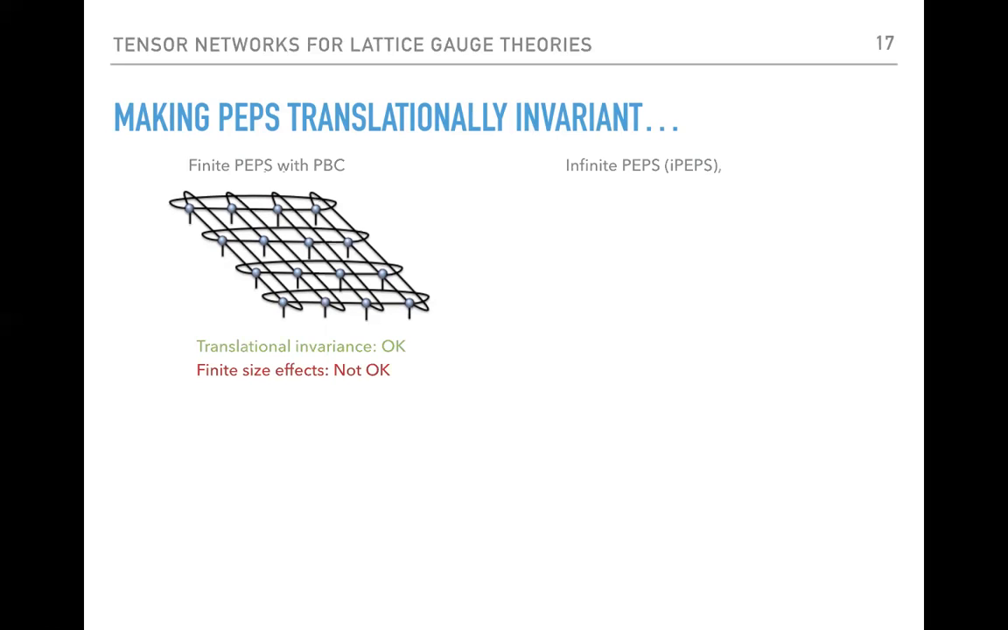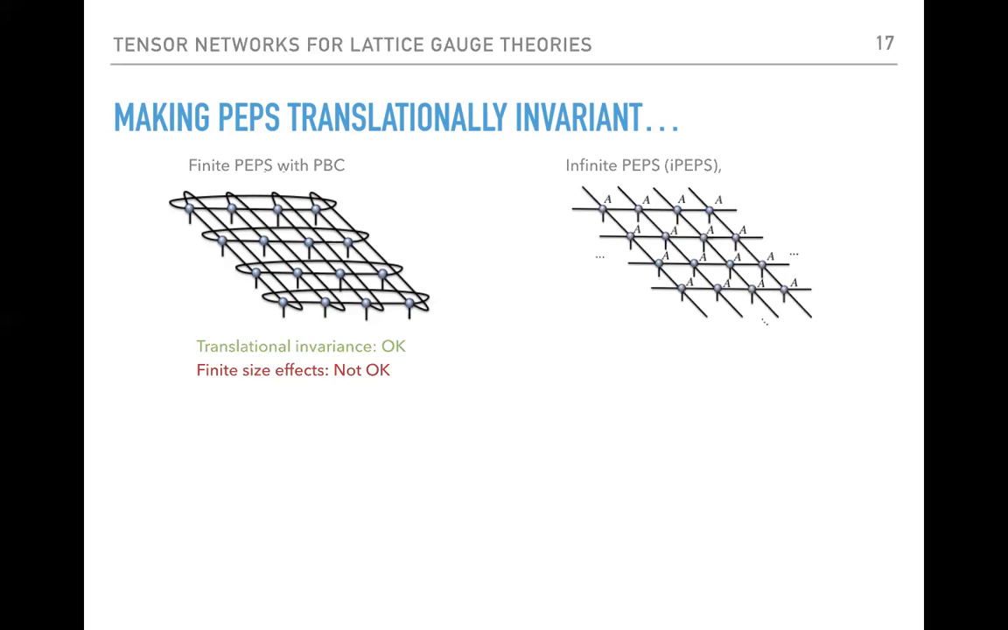And then this other idea came, which is the idea of the infinite PEPS, in which you define your tensor network as an infinite tensor network. This is the approach that we chose, and I will explain more about this iPEPS in the following slides. So the idea is that you have translational invariance, you don't have finite size effects, so you are truly living in the thermodynamic limit.